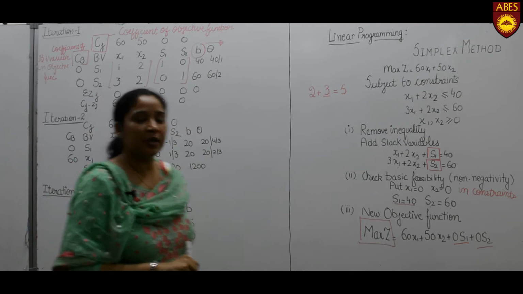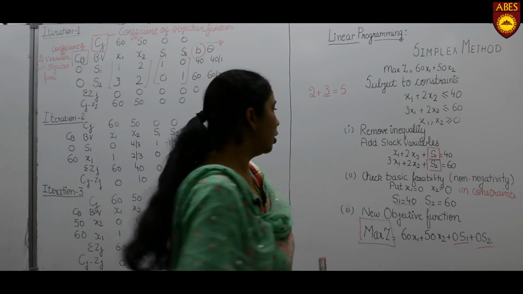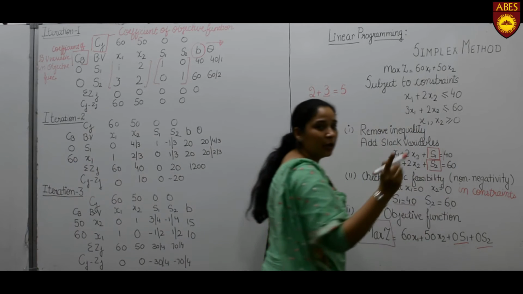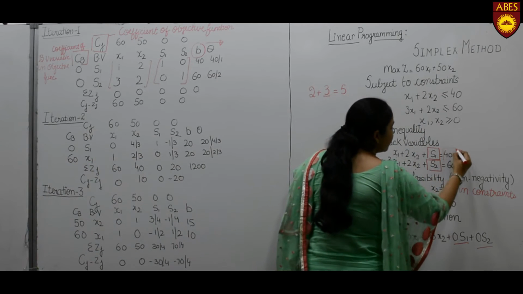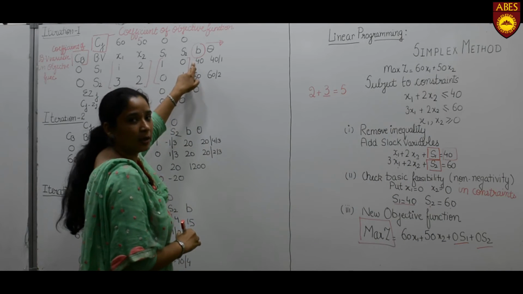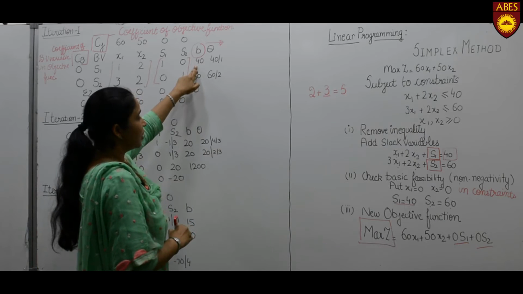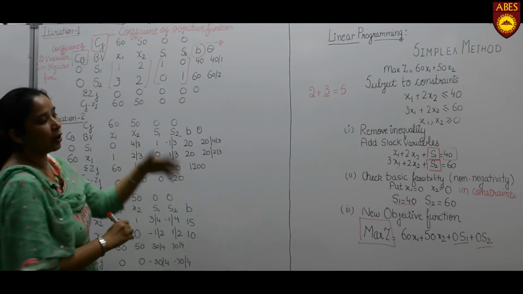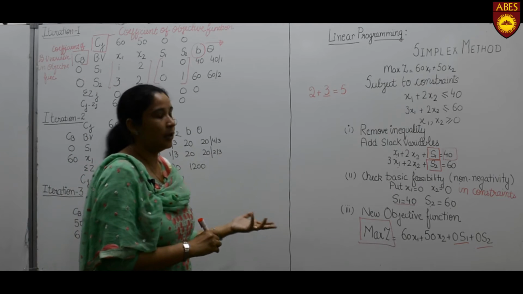B is our constants, which are in the objective function. In the constraints, for the first constraint it is 40. Similarly, we will do this for our second constraint.